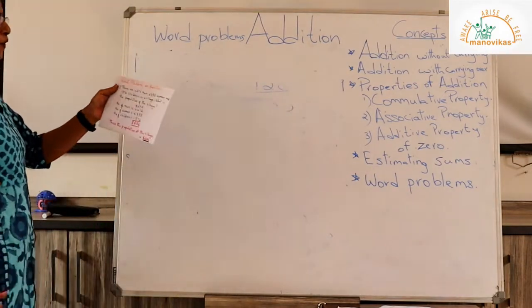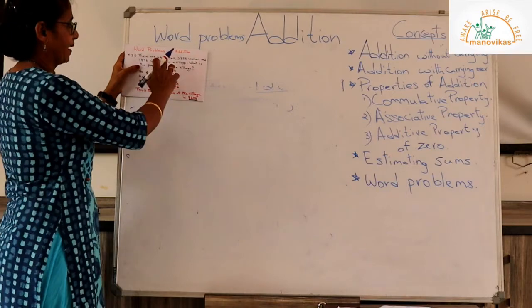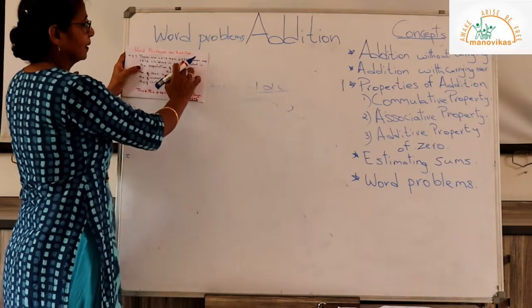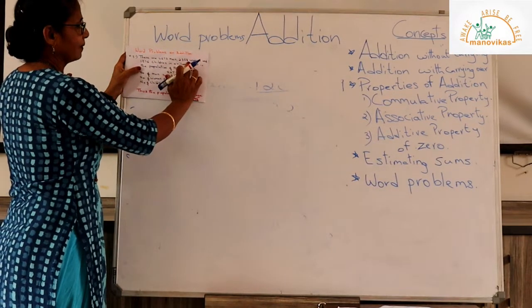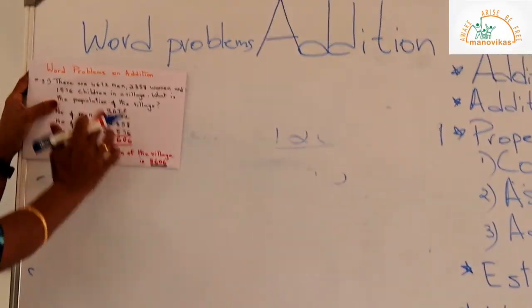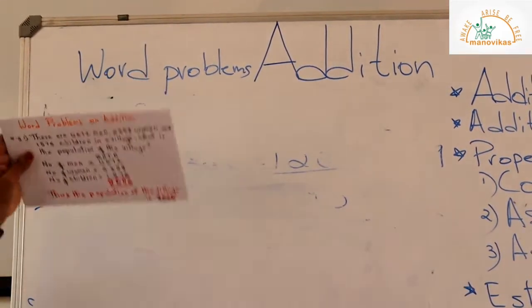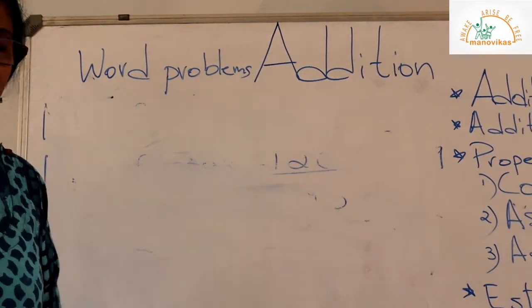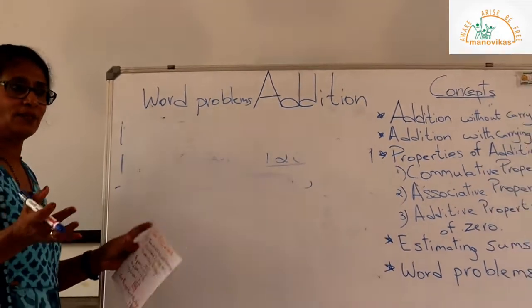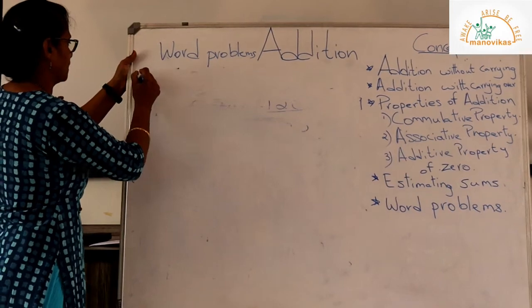Let's take another example. There are 4,672 men, 2,358 women, and 1,576 children in a village. What is the population? What do you mean by the population? The population means the people. Let's find out what is the population of the people.